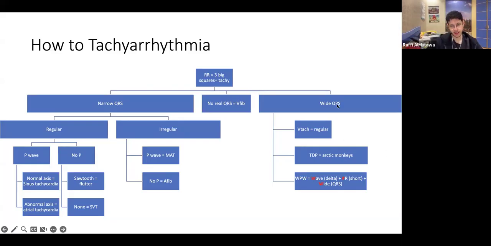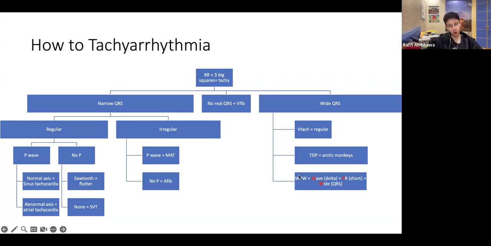It's just wide QRS. If you see Arctic Monkeys, and for those of you who don't know Arctic Monkeys, honestly, just look it up. But if you see the Arctic Monkeys ECG, this is torsades de pointes. It's a French word describing two ribbons and acrobatics, something like that. But basically, it looks like Arctic Monkeys, so I think it's easier to understand. And this is a complication of ventricular tachycardia, and it's impending VFib.